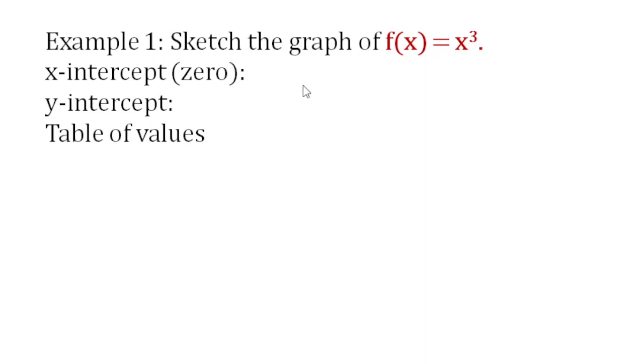First, we're going to find the x-intercept. The x-intercept is the value of x when y is 0. So we will change this f of x to 0 and solve the equation. So 0 equals x cubed, so obviously x equals 0. And for the y-intercept, that's the value of y when x is 0. So when we change this x to 0, 0 cubed is still 0.